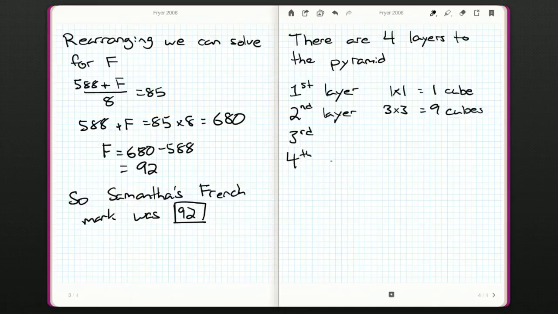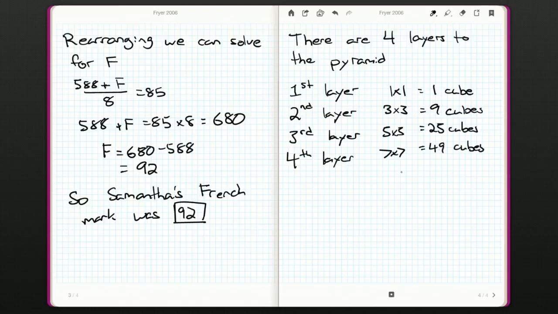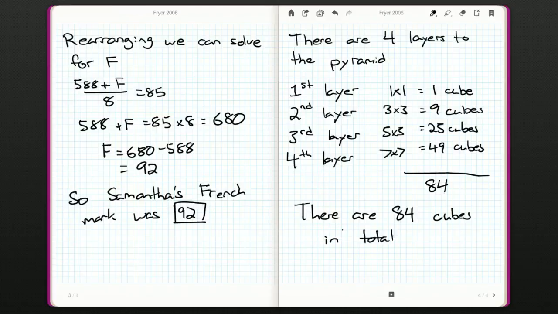So we got third layer, fourth layer. Five by 5 and 7 by 7. So we just need to add these guys up, and you can either do that by hand or with your calculator. 9, 25, 49, we get a total of 85. Sorry, not 85, 84. Alright, 84 cubes in total.